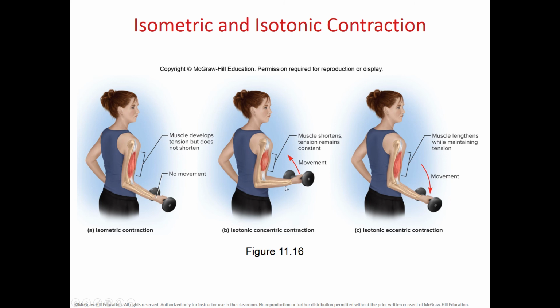And then in isotonic concentric contraction, what happens is, as you are lifting the weight, your muscle will shorten and the tension will remain constant, because there is not so much weight in this weight itself. And then when you are moving your weight in the opposite direction, when you are relaxing this muscle, your muscle will lengthen while maintaining the tension. And this will prevent the tearing of the muscle fibers.